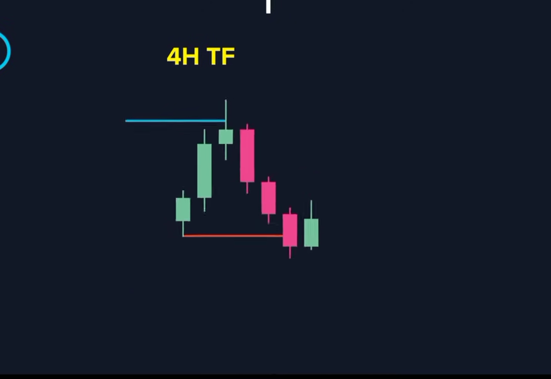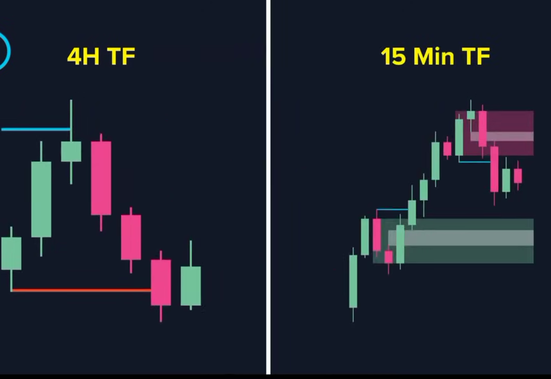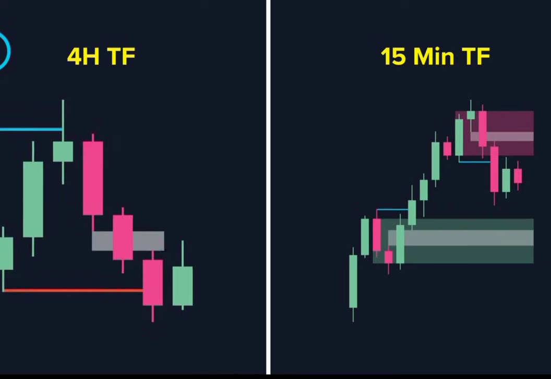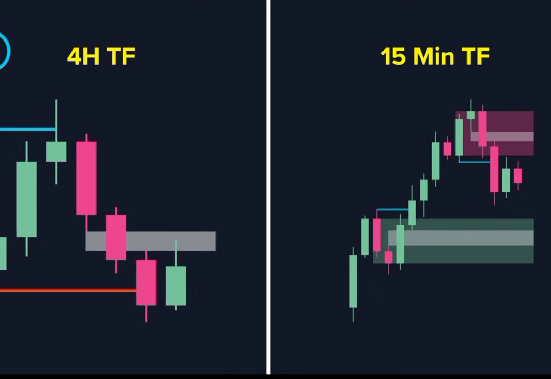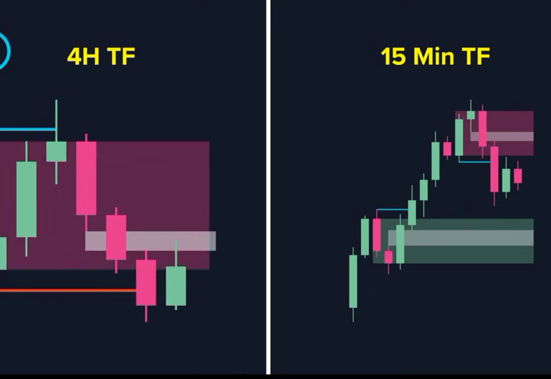So now looking at this chart with both time frames side by side, the price action we are seeing on the 15-minute time frame is represented by the last candle that formed on the 4-hour time frame. And with some further analysis, we can see that this 4-hour candle actually rejected off of a 4-hour bearish fair value gap that was created within the 4-hour order block.